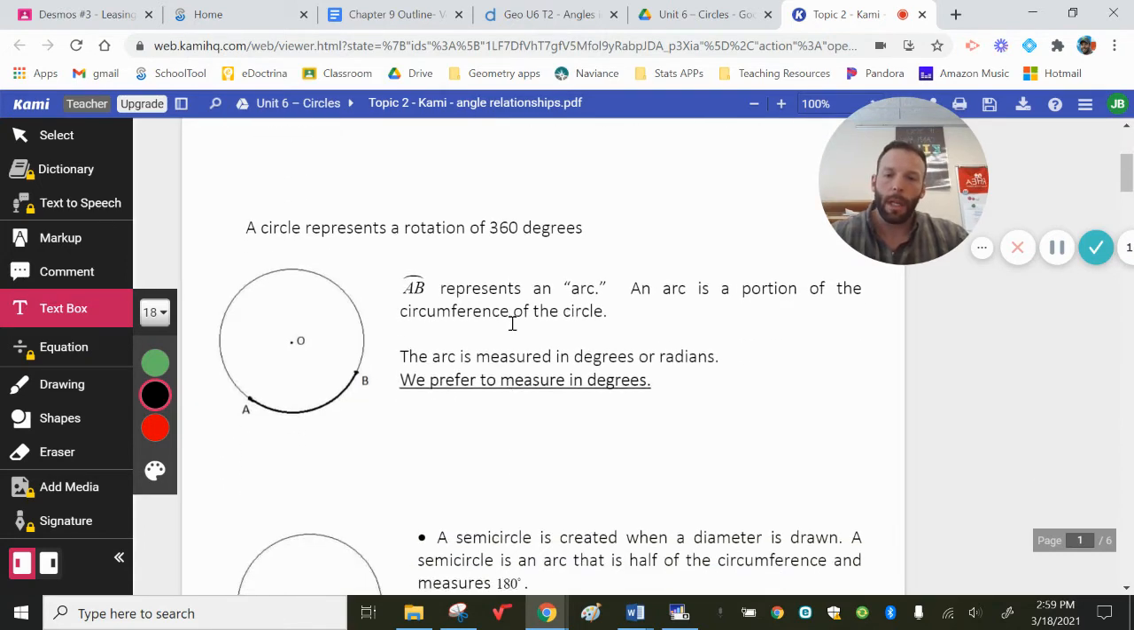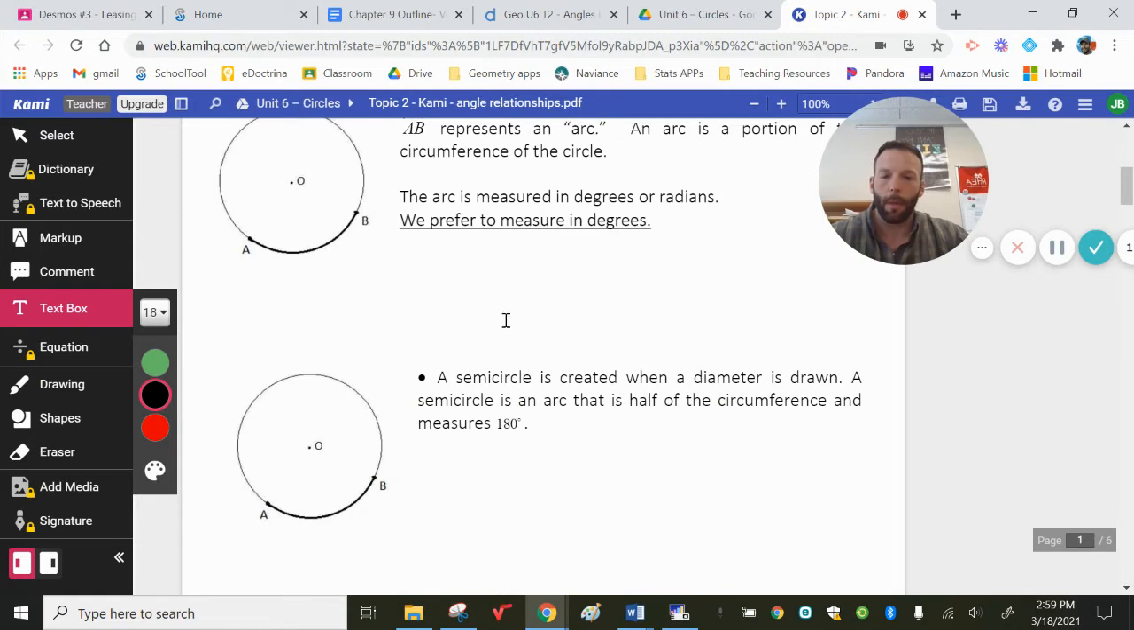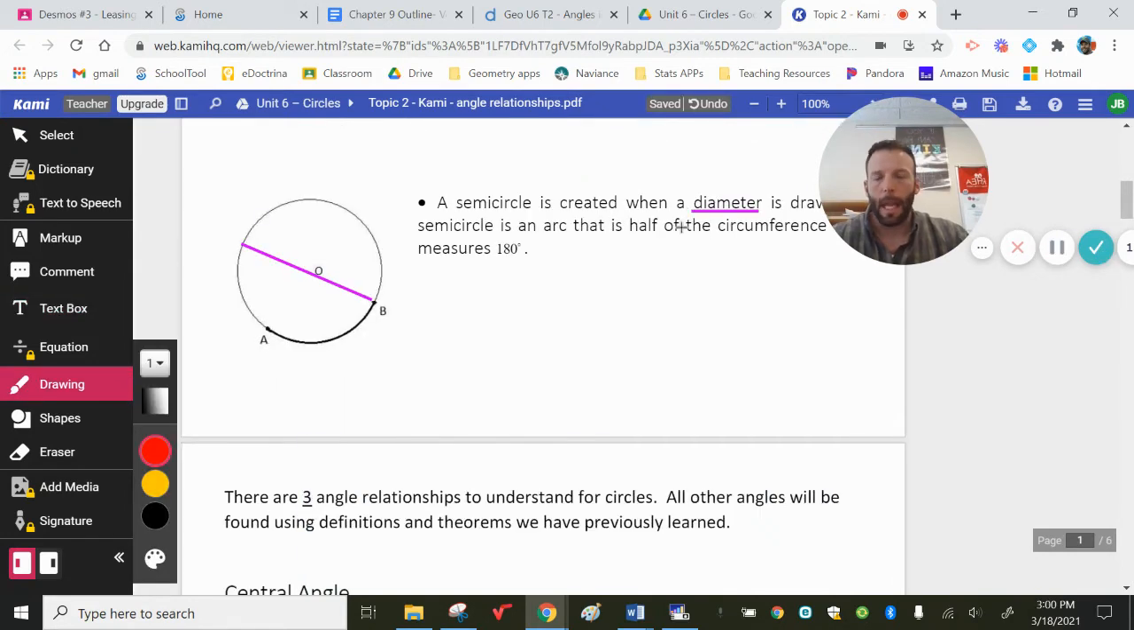Now, one important arc to talk about is the semicircle. And how do we have a semicircle? It's when you have a diameter that's drawn. So let's see what a diameter would look like. A diameter is a special kind of chord in the circle that goes right through the center of the circle. And we've seen this all the way back from when we talked about linear pairs, that two angles that form a linear pair create an arc that's a 180-degree arc.